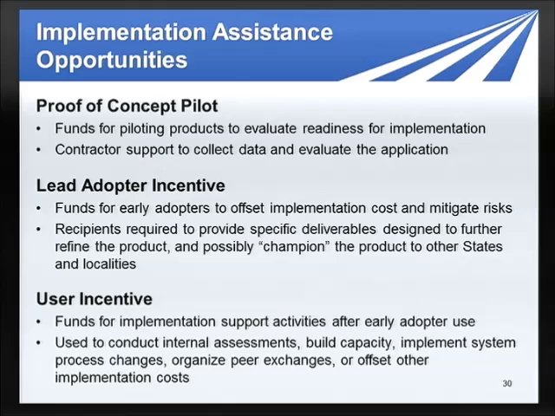If we're past that point, then we might do a lead adopter, where there hasn't been a lot of use yet, so we need some champions, and they'll need a little bit more financial support to incentivize that. And then the user incentive is usually when there's been some early adoption already, so it's a little lower level of financial assistance.